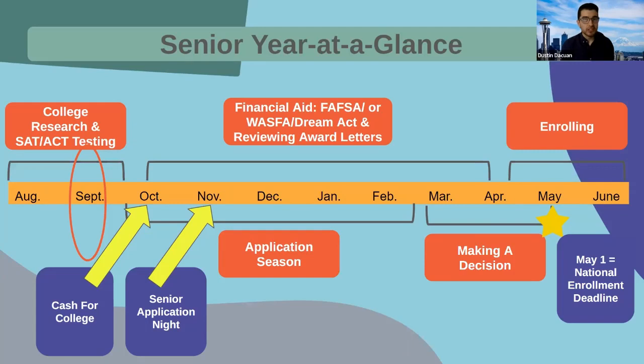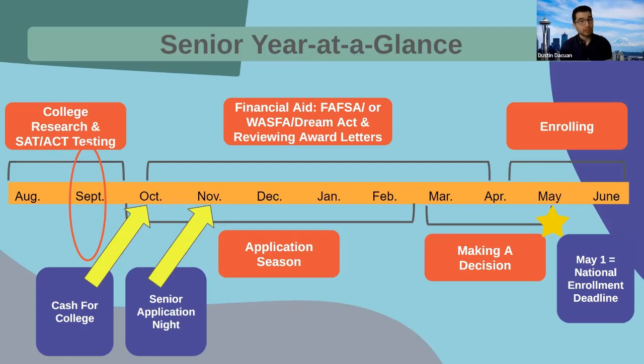We're now in September. Starting October 1st, the financial aid process begins, where the FAFSA, the WASPA, and the DREAM Act open. These are different applications that you'll fill out one of to apply for financial aid. At the beginning of October, your site will host Cash for College Night, where you'll get support completing these applications, filling them out, and submitting so that you can get financial aid offers from your colleges later.